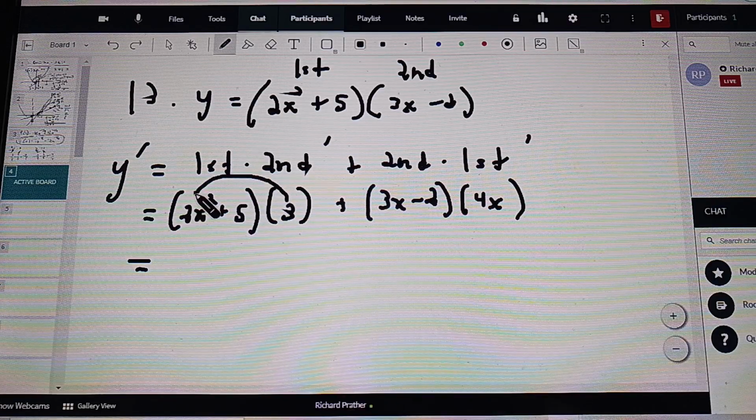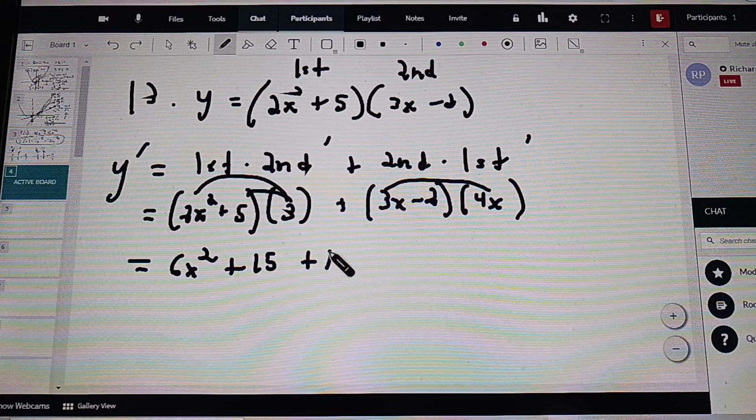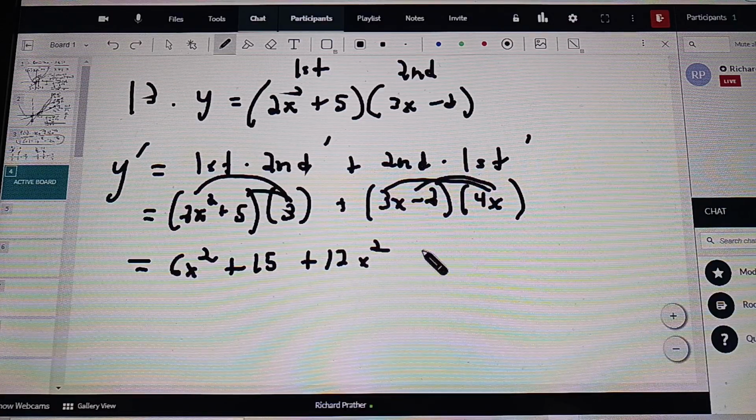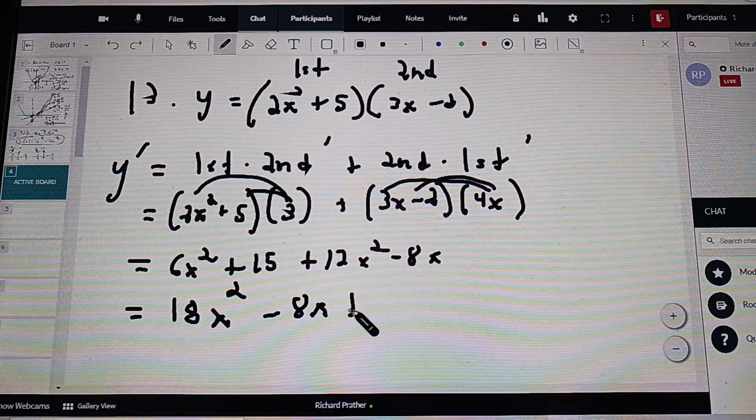Then I can distribute this and get 6x squared plus 15. Here's a 12x squared and a negative 8x. So there's a couple of like terms. 6x squared plus 12x squared is 18x squared. Then I would put the minus 8x second and the plus 15 last.